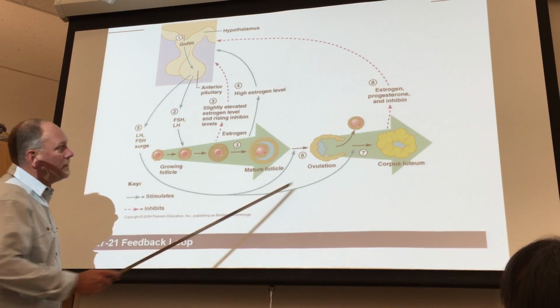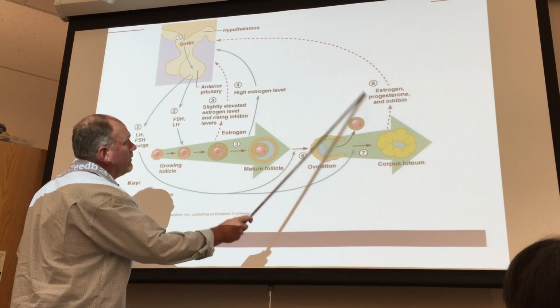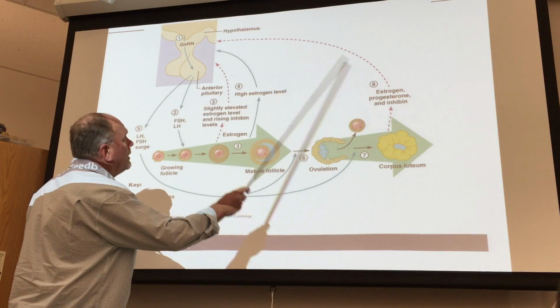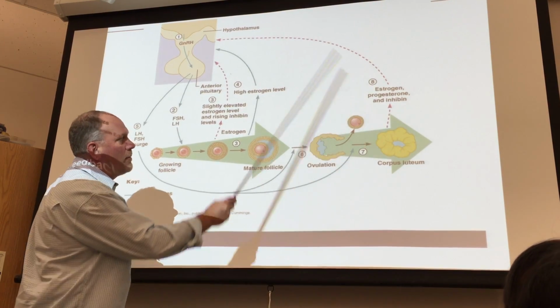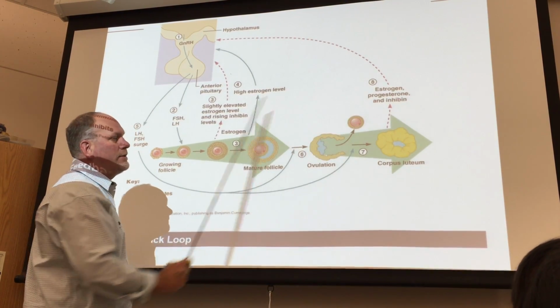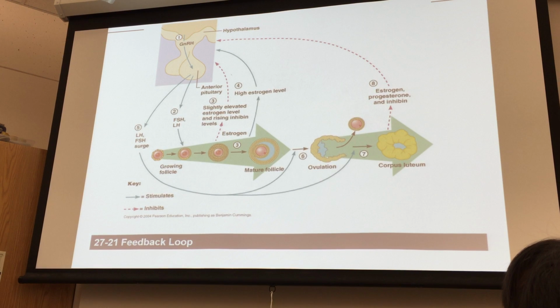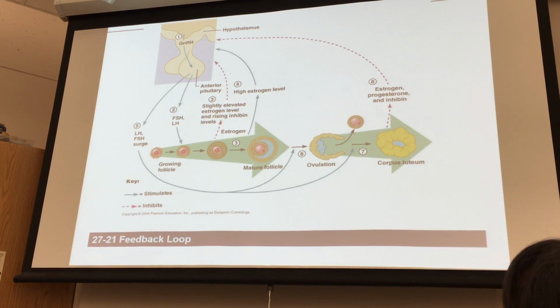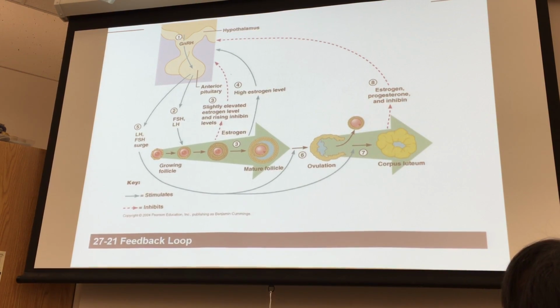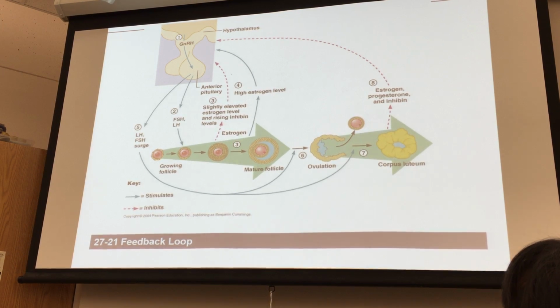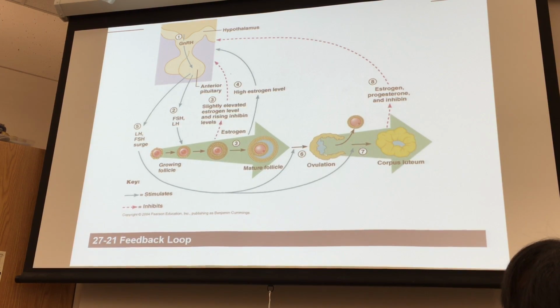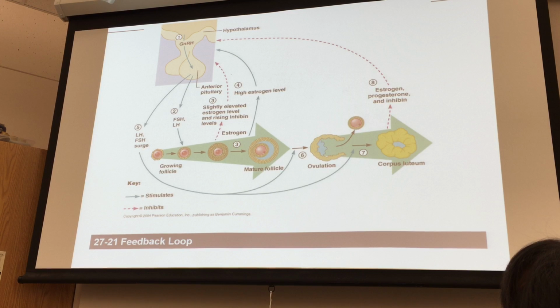LH surges here to here, and then we have estrogen, progesterone, and inhibin that pause this process for about 14 more days to make sure and see if we have fertilization and implantation occurring. This is the feedback loop. You have to know the feedback loop of female hormones in order to understand this exam.